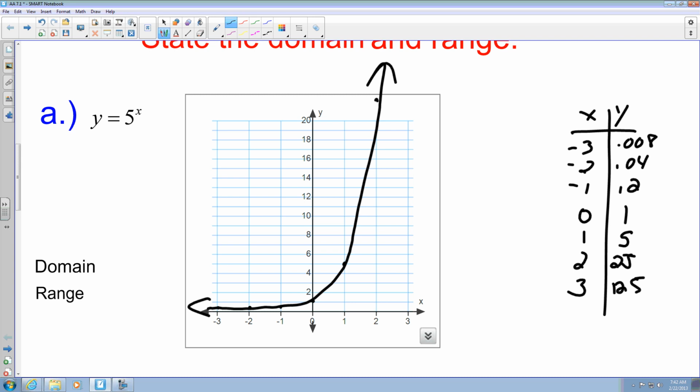For the most part, we're dealing with the domain, which is the set of x values. We're just going to have the set of real numbers. For the range here, your y is not going to be negative, nor is it going to be 0. So your y is going to be greater than 0 in this case when you have a positive value here.